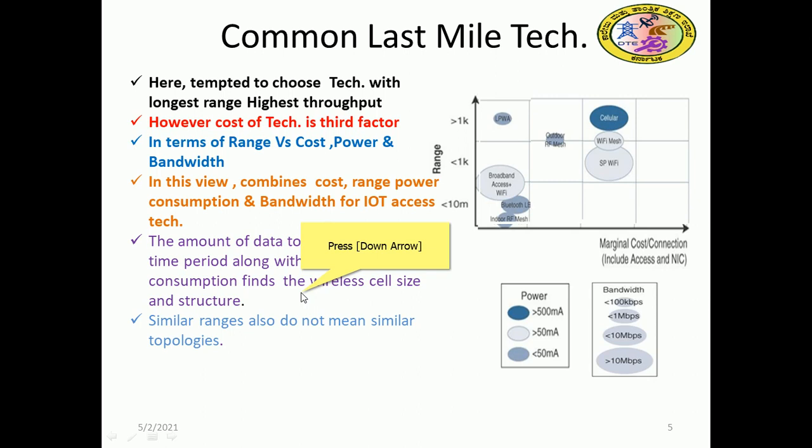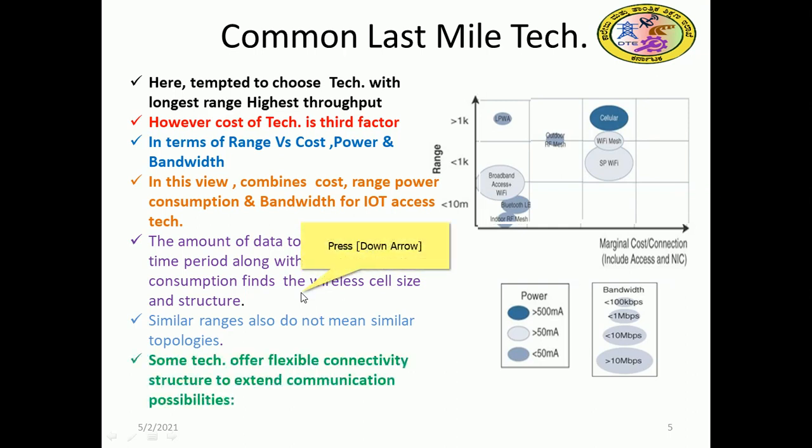Similar ranges also do not mean similar topology. So a particular protocol has a range that may not suit all the topologies, right? So topology varies even for wired, even for wireless, depending on the range, cost, power, all these parameters we consider. So if a particular topology is meant for particular properties and may not suit others, then definitely the topology is going to change.